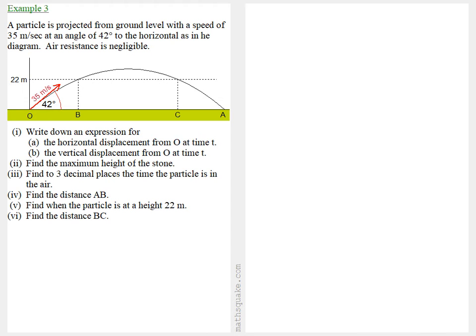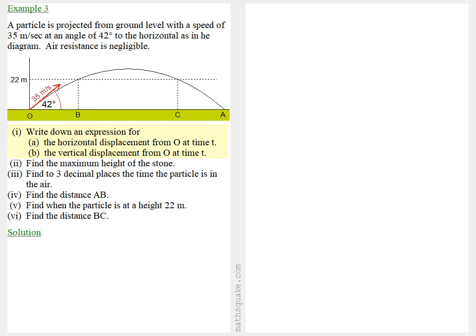In example 3, a particle is projected from ground level with a speed of 35 meters per second at an angle of 42 degrees to the horizontal, as in the diagram. We can take air resistance as being negligible. In part 1, we're asked to write down an expression for the horizontal displacement from O at time t and the vertical displacement from O at time t.